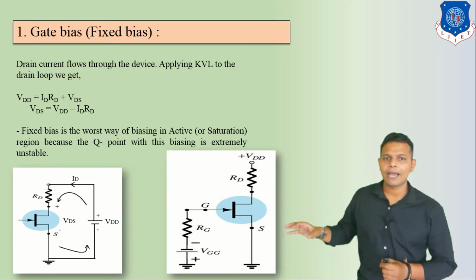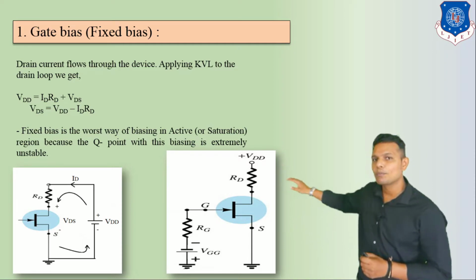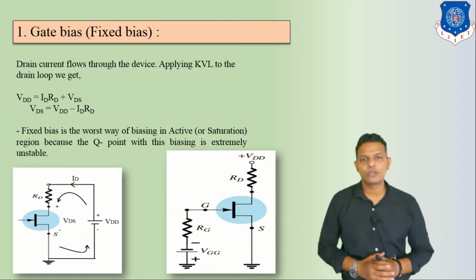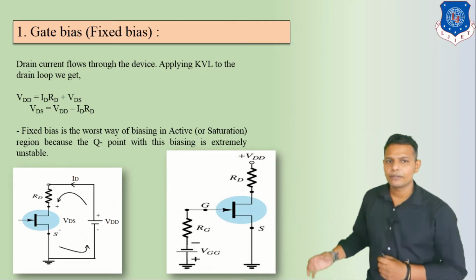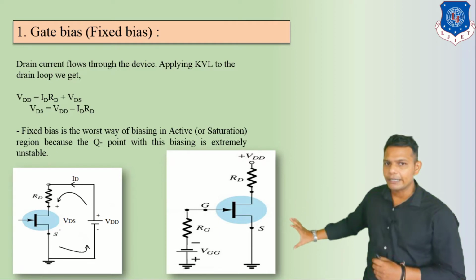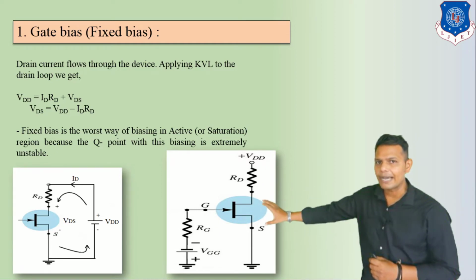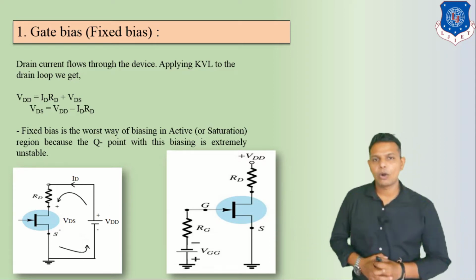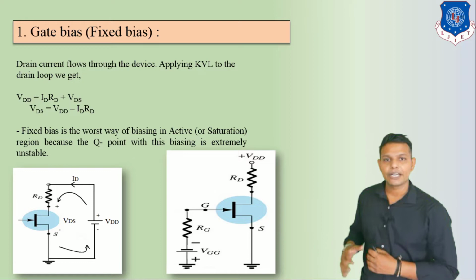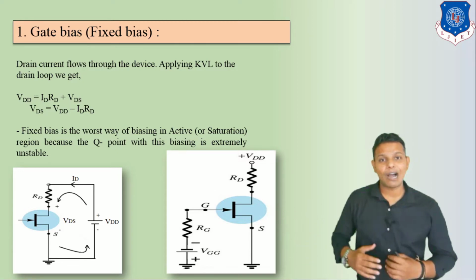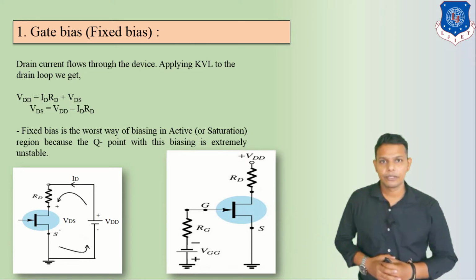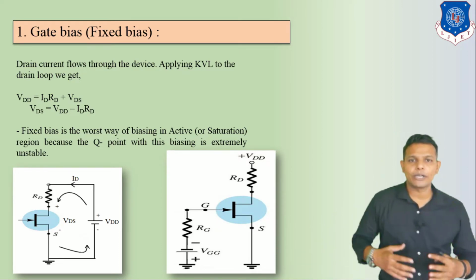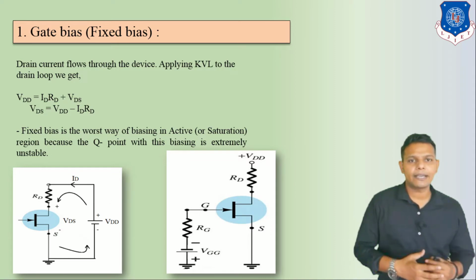Now we have to apply KVL at the output side. So VDD minus IDRD minus VDS is equal to 0. Now we make VDS the subject, because VDS is the output of the FET. So VDS is equal to VDD minus IDRD.